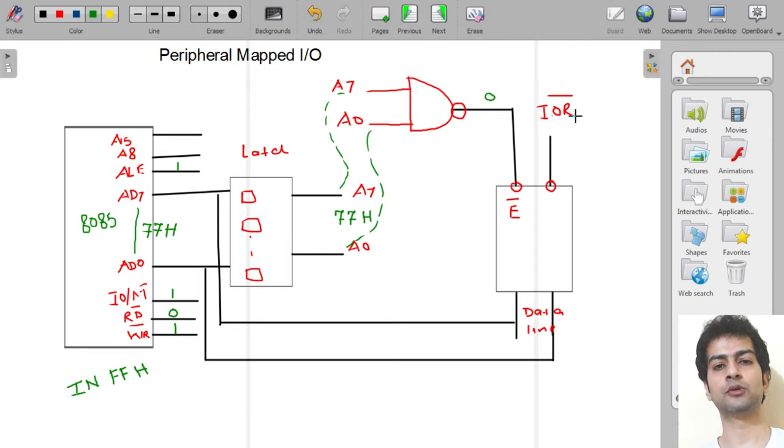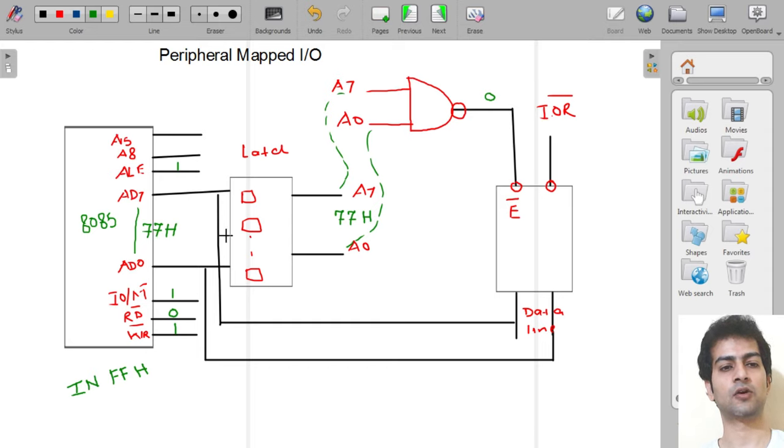then the input output read command will be activated, and now the data which is present at this input device, at memory location 77H, will be read, and this data will come into the microprocessor through this path.